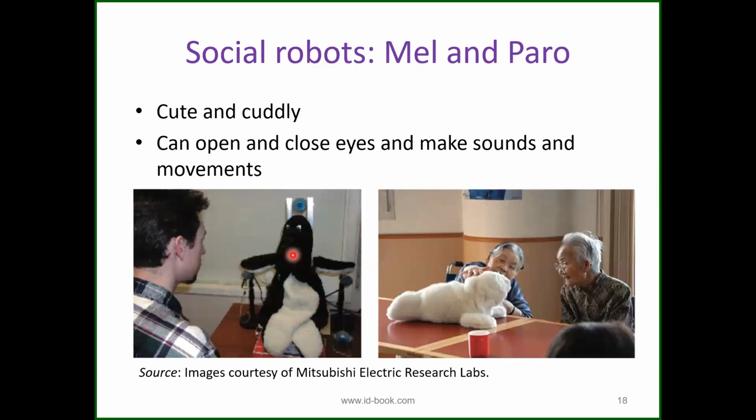Here is an example of two robots. This is a digital pet. They are social robots. They were named Mel and Paro. They were cute and cuddly, can open and close eyes, make sounds and movements, and engage the user.